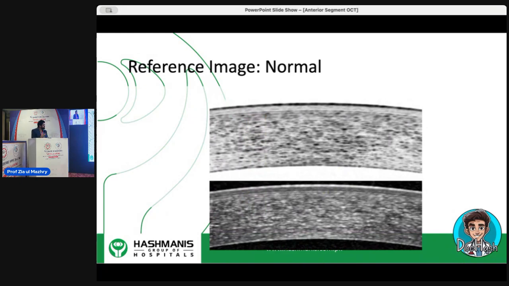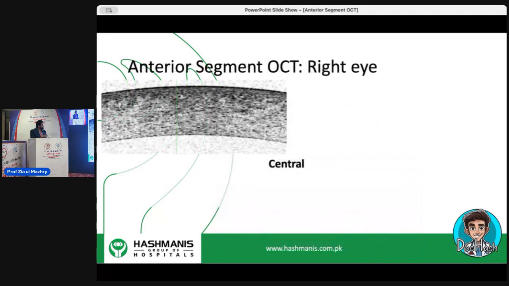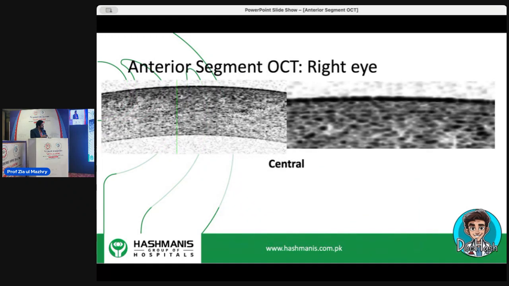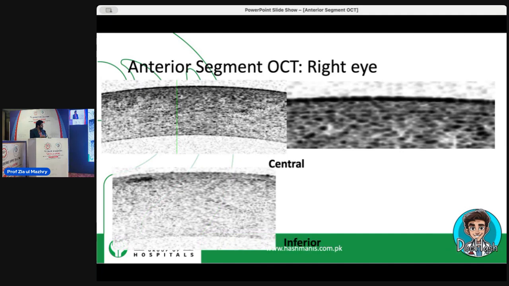This is a reference image. It's normal. Now when we go into the right eye, we see white on black on white. If you see, there are irregularities in the movements there. You'll see small gaps and in a few places thickening. Then you look at the periphery, where you see a lot of it.